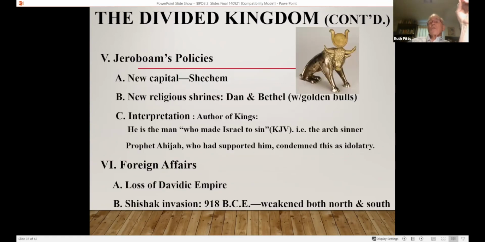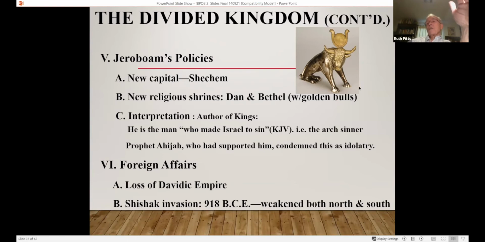Jeroboam's policies: a new capital at Shechem, new religious shrines. Now, he doesn't want his people going to Jerusalem to worship, to come from the northern kingdom down to the southern kingdom. So he puts up 2 new shrines to worship at Dan and Bethel. And of course, the biblical writer is horrified by that. Says, oh, these have become centers of idolatry again, with the golden bulls.